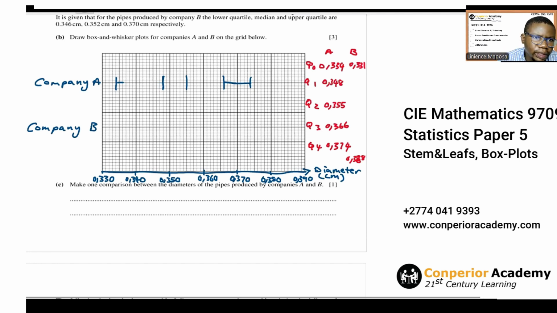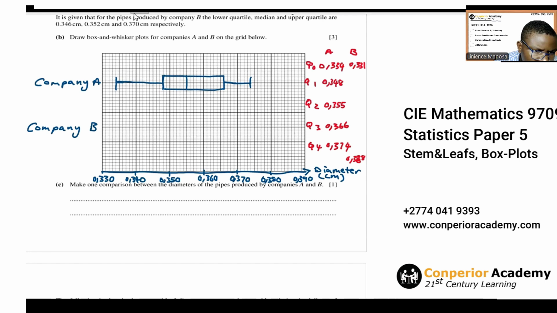But use a ruler. I'm not using a ruler here, so that's why things are not looking pretty. But then draw your box up here. Just connect that. So this will be the box and whisker for company A. Then you go ahead and draw the box and whisker for company B, starting from 0.331.